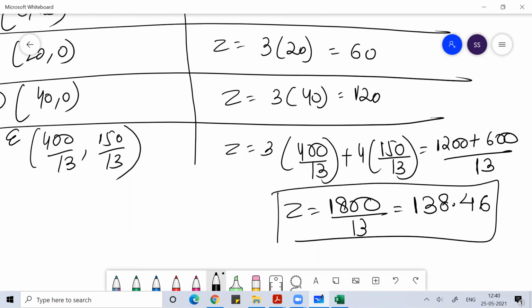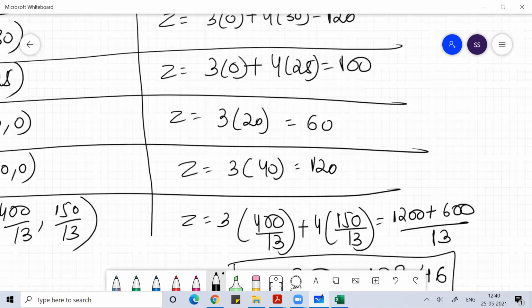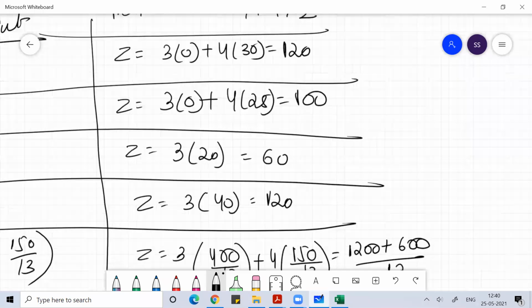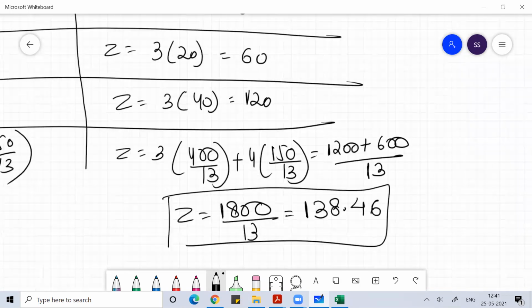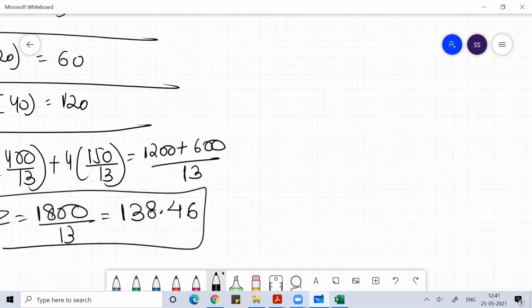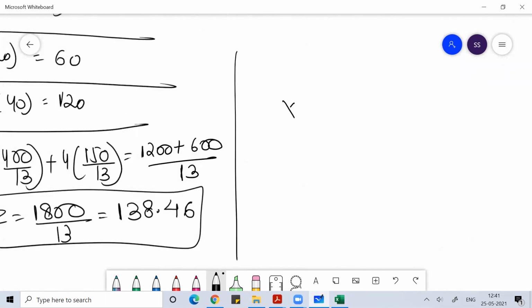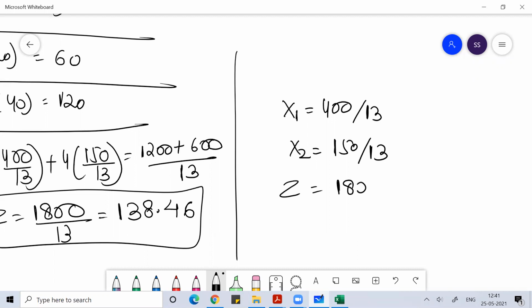So out of all the z values, what is the maximum z value? That is 1800 by 13 only. So that gives you the answer. Your x1 value is 400 by 13, your x2 is 150 by 13, and your z value is 1800 by 13. This is your final answer.